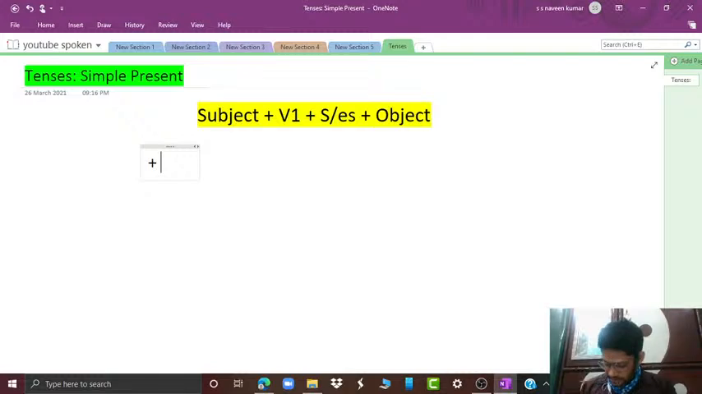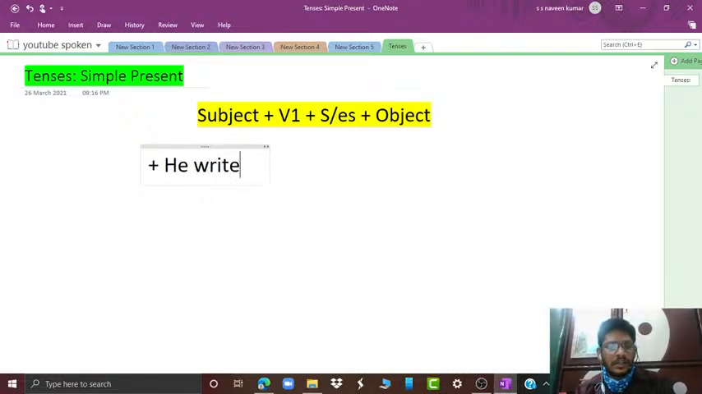Next, coming to the positive sentence, you take any one subject. We already have some subjects. From those subjects we take one subject. For example, I take he. After taking the subject, the next thing we need to write is the verb. The verb must always be in v1 form. We already learned some verb forms, so from that you can take any one verb: write, read, play, dance. Suppose for example I take write. Now should we add s or es or not?